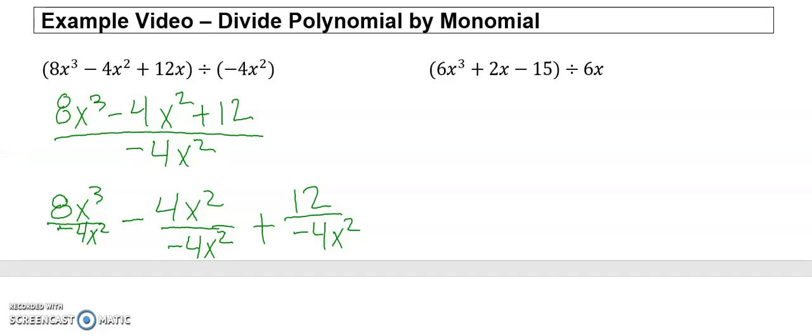Okay, so 8 divided by negative 4 is negative 2. X cubed divided by x squared is x. 4 divided by a negative 4 is negative 1. X squared divided by x squared is 1, so I don't have to write that because they just cancel out. And then 12 divided by negative 4 is negative 3.